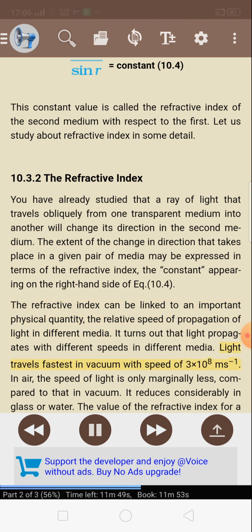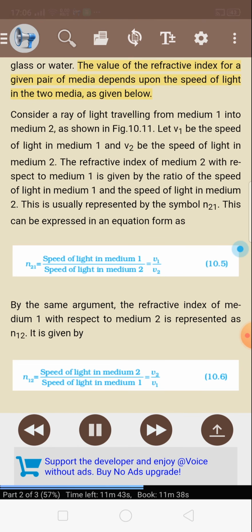Light travels fastest in vacuum with speed of 3 × 10^8 m/s. In air, the speed of light is only marginally less compared to that in vacuum. It reduces considerably in glass or water. The value of the refractive index for a given pair of media depends upon the speed of light in the two media, as given below.